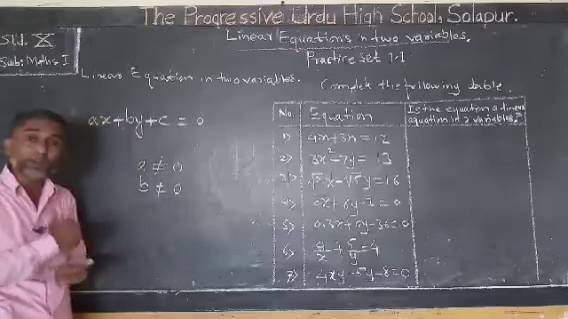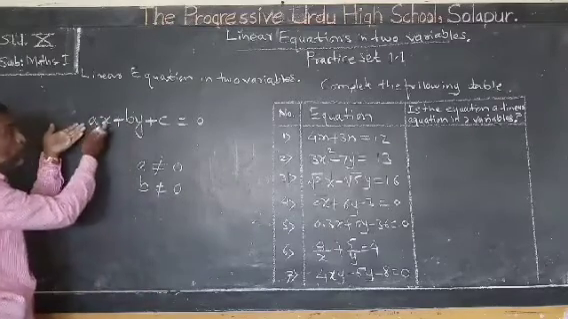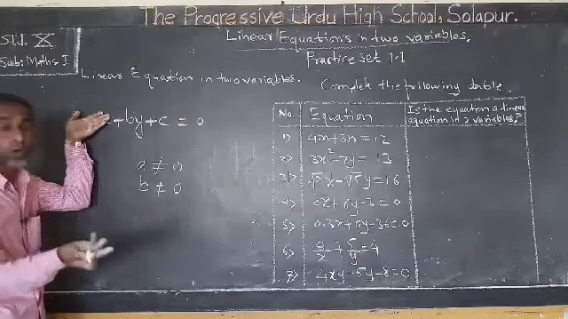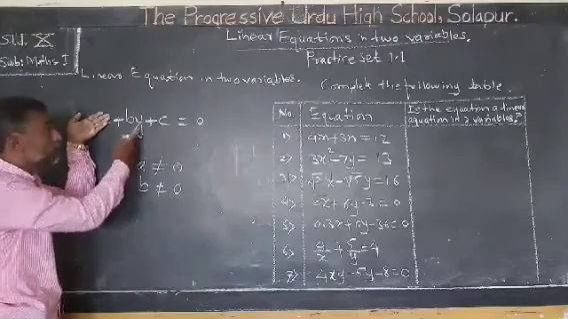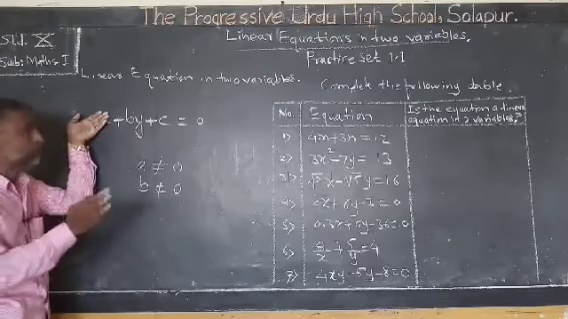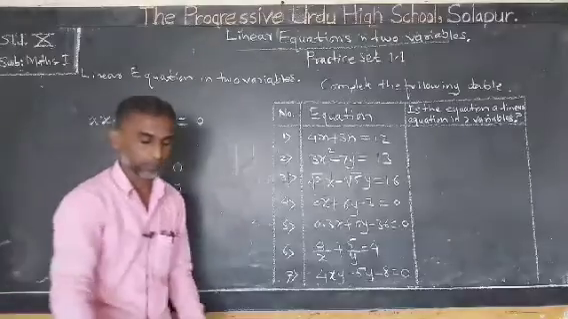Now, why should they not be equal to 0? If a is 0, the value of the whole term, 0 into x, will become 0. That means it will become an equation containing only one variable. Therefore, it is conditioned that the values of a and b should not be equal to 0.